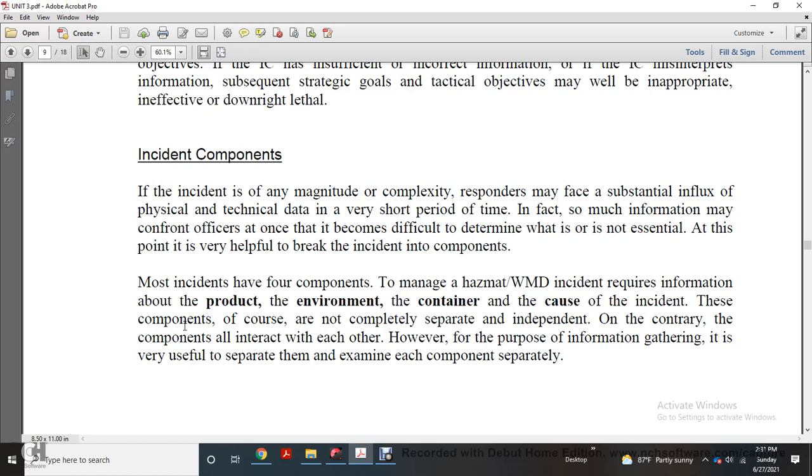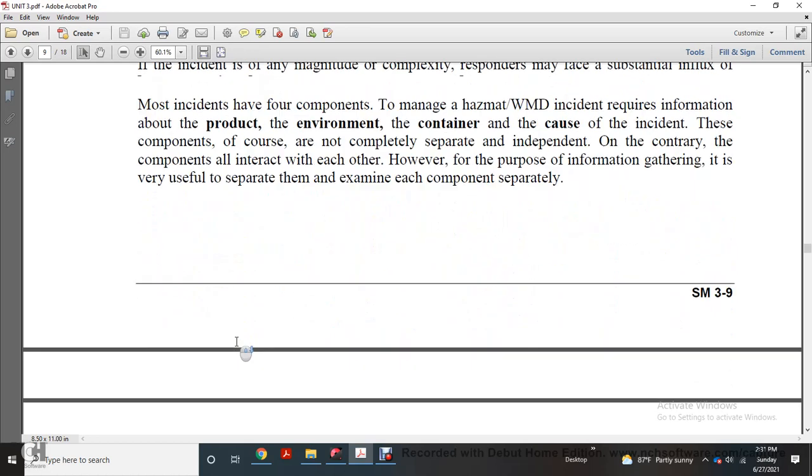Most incidents have four components to manage: hazmat, weapon master. Incident response requires information about the product, the environment, the container, and the cause of the incident. These components are not completely separate, nor independent of each other. However, the purpose of the information gathering is very useful when examining each component separately.